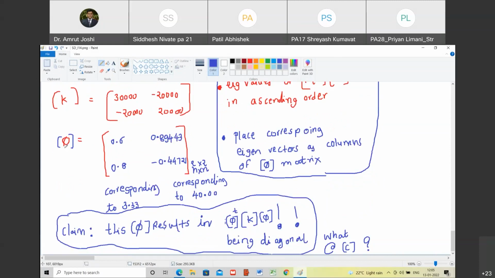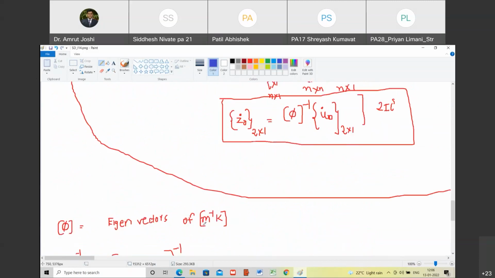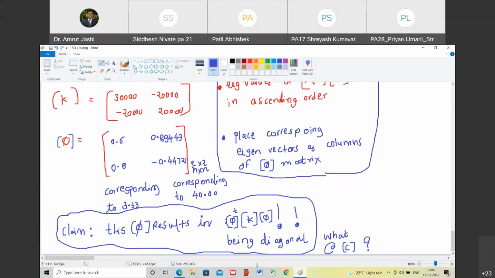Now, my claim is that this phi matrix results in a diagonalized phi transpose k phi. If I use this matrix as phi matrix, I get phi transpose k phi to be diagonal. I am going to verify my claim. Are you with me?